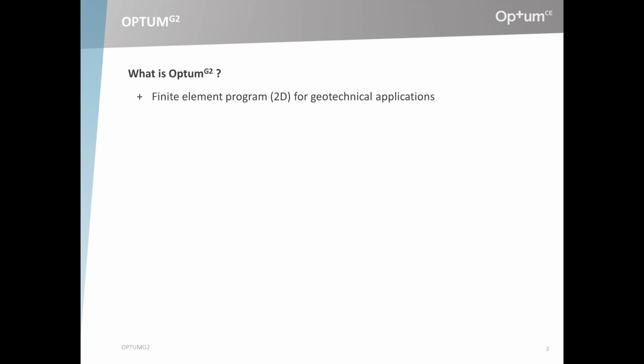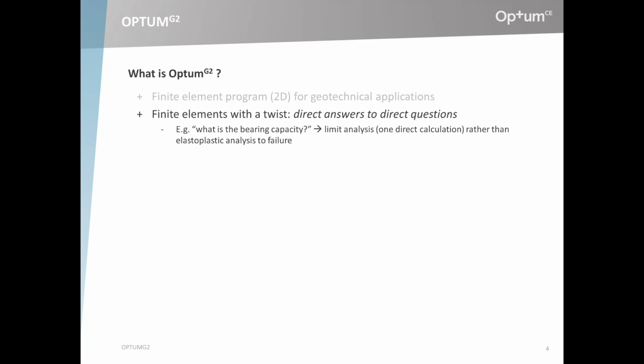First of all, what is OptumG2? Well, OptumG2 is a finite element program for geotechnical applications. It's 2D, the G stands for geotechnical, the 2 stands for 2D. It is a general purpose finite element program geared at geotechnical applications, but it's finite elements with a twist. And if I was to say the one thing that probably distinguishes the program OptumG2 from other similar programs available on the market, it is that it really provides the ability to provide direct answers to direct questions.